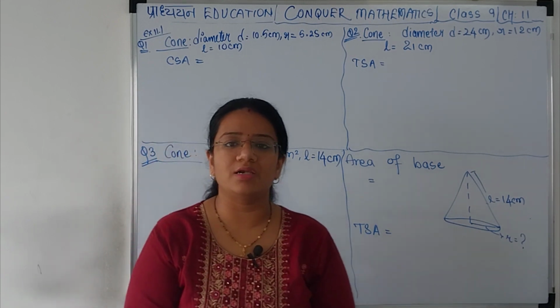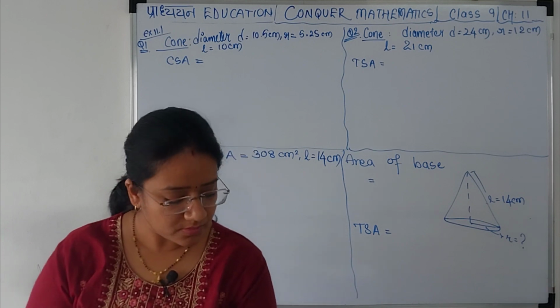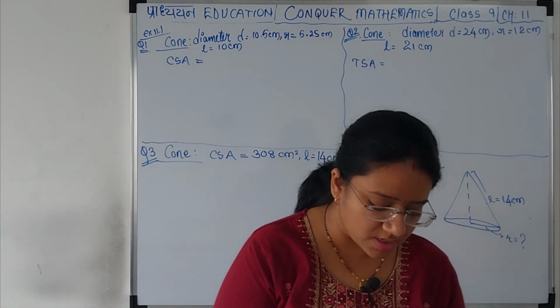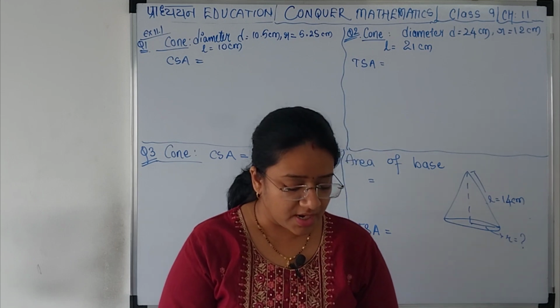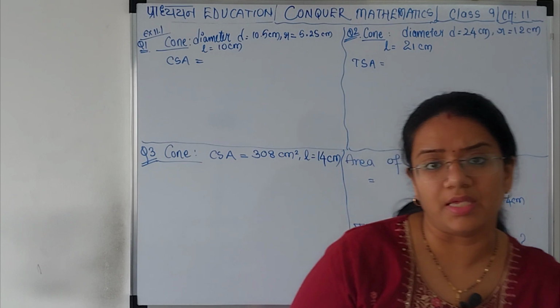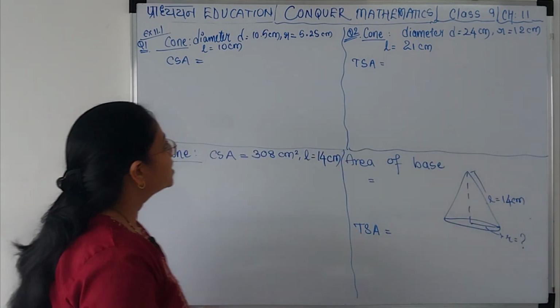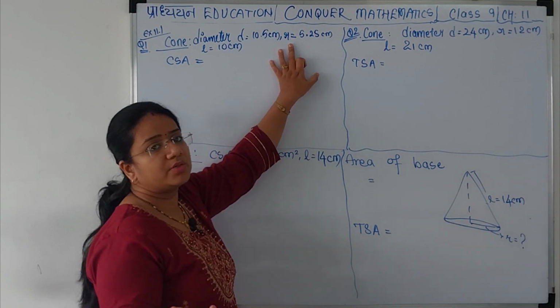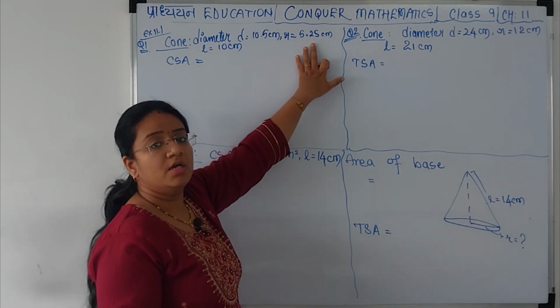So let's read and understand question number 1. The question is, the diameter of the base of a cone is 10.5 centimeters and its slant height is 10 centimeters. Find its curved surface area. Very easy, very basic. Diameter is 10.5. First of all, you convert diameter into radius by dividing it by 2.